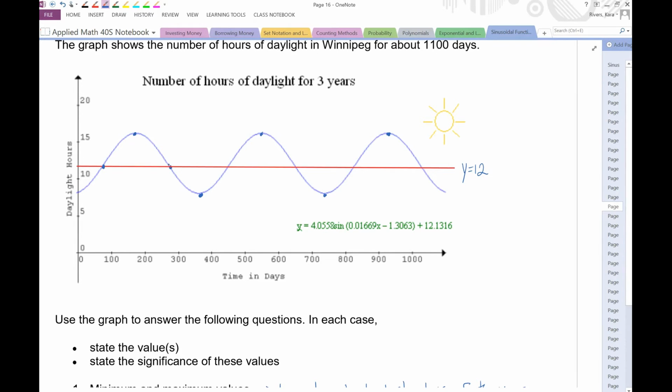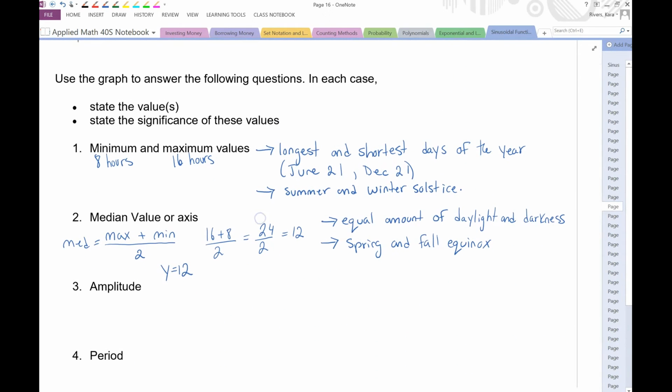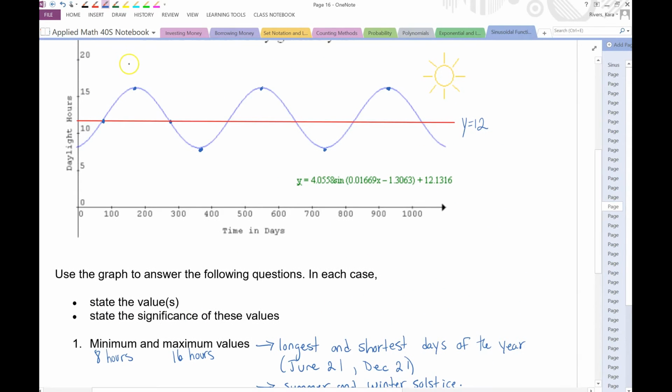The next question being asked of us is to solve for the amplitude. If you remember, the amplitude is the difference between the median line and the max, right? This would be one amplitude, or the median line and the min. And those are the same heights. That's the amplitude. But what is the value of the amplitude? That's what we really want to know.